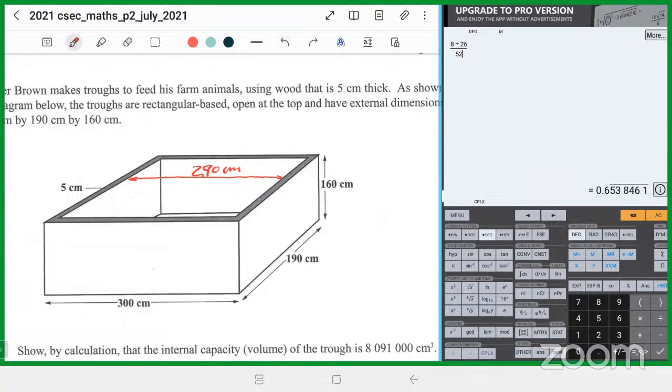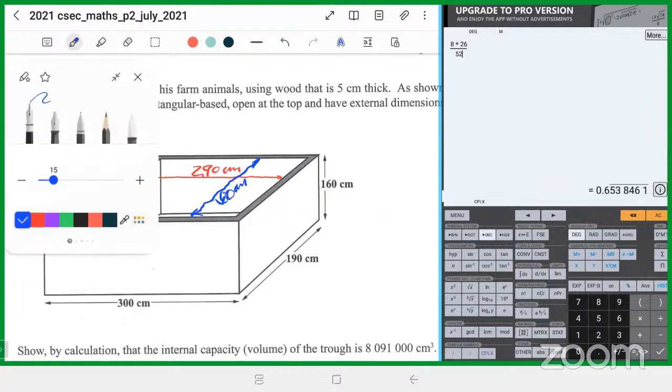Let me use a different color. This way now, front to back. Externally it is 190, but you have to subtract 5 from this side and 5 from this side. So internally it is 180. So this is 180 centimeters.